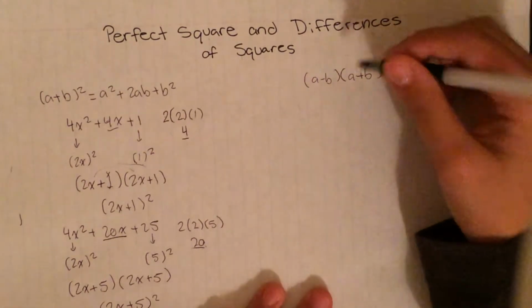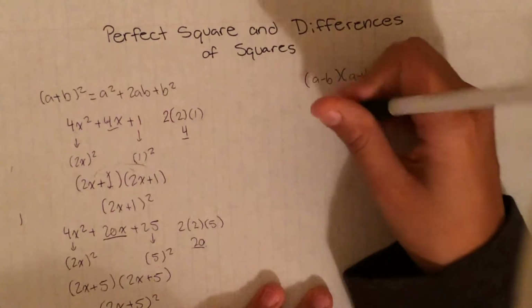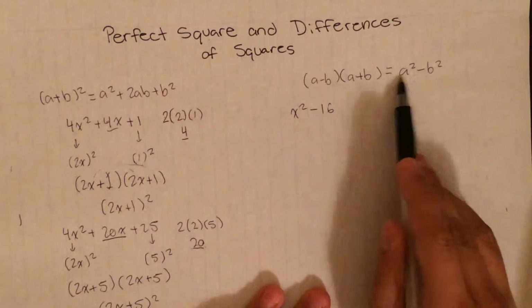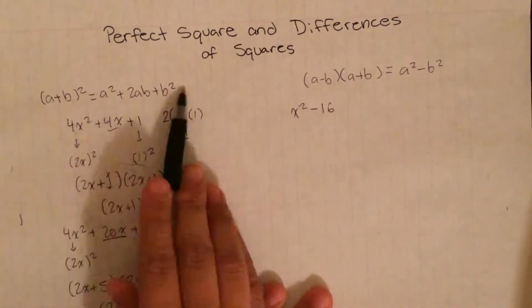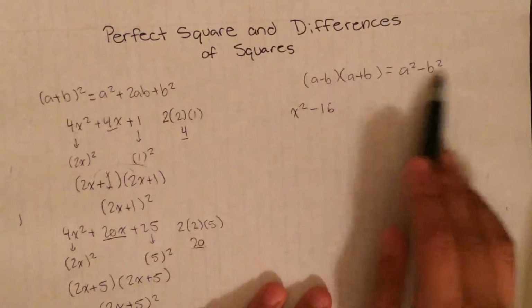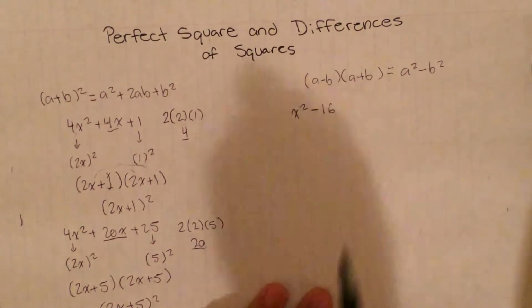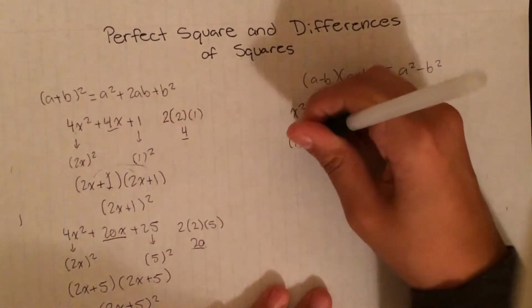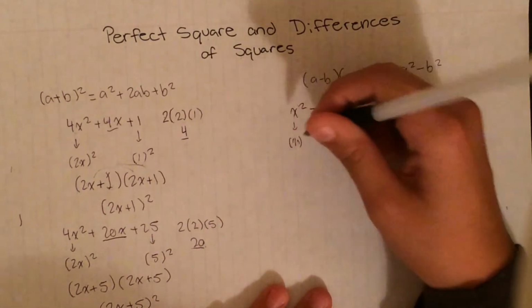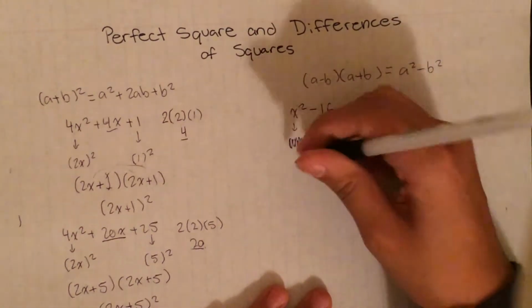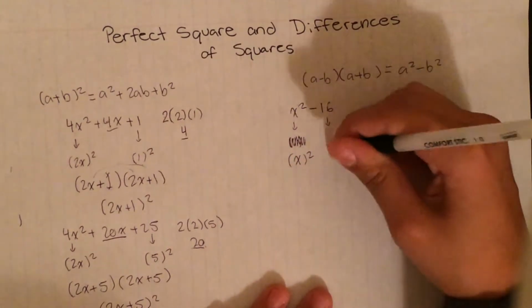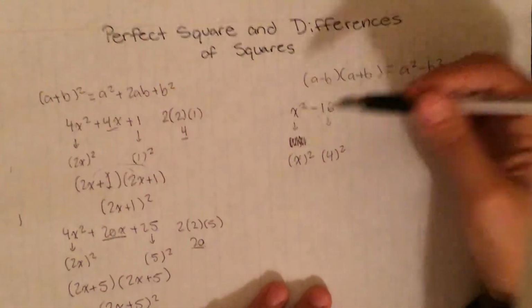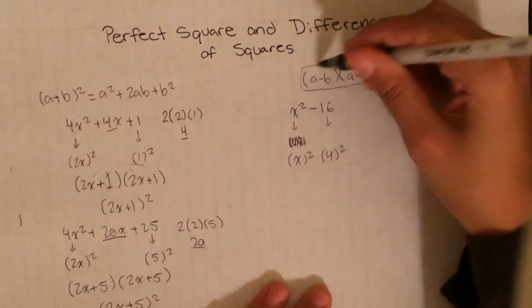So for differences of square, here's an example. x squared minus 16. So you see how it's minus because we're following this. Same over here. The standard form, it's right here. So a squared minus b squared here, x squared minus 16. We're going to square them because differences of squares, which is going to be x squared, and then this one's going to be 4 squared.